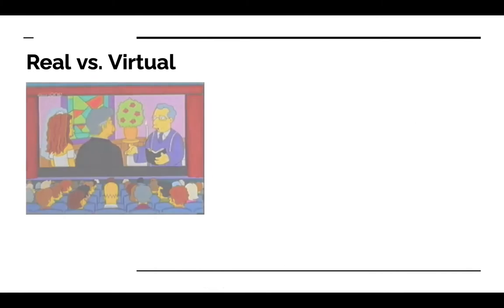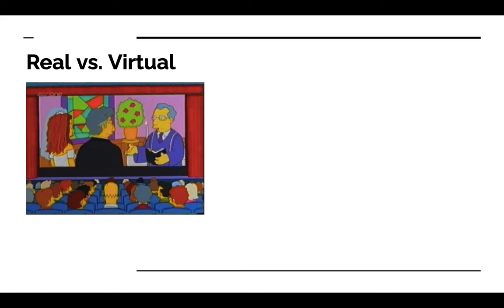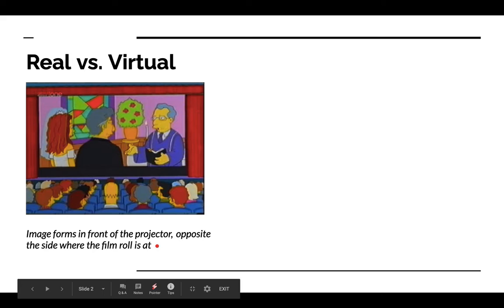So, real versus virtual. An example of a real image would be a movie theater screen. You have this projector at the back of the movie theater. The projector shines light onto film. The film is the object that we want to see. And the light passing through the film passes through a lens and projects the image onto a screen. So the image is forming on the other side of the projector, opposite where the film roll is.